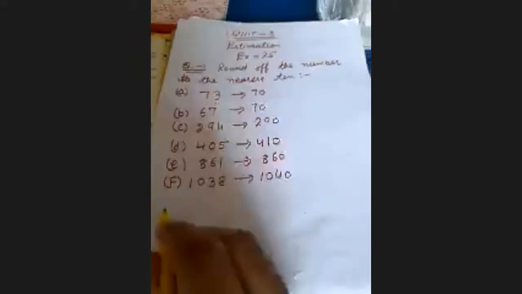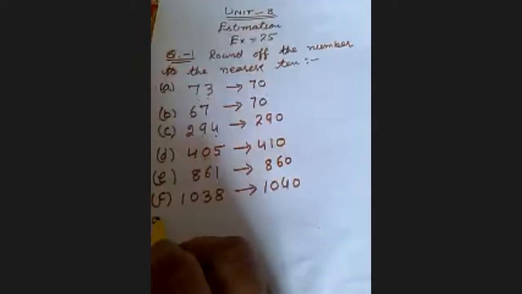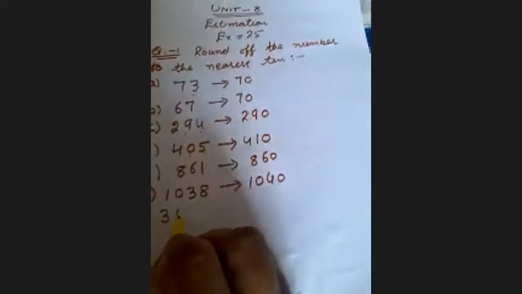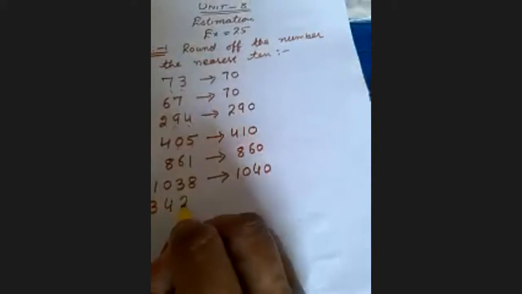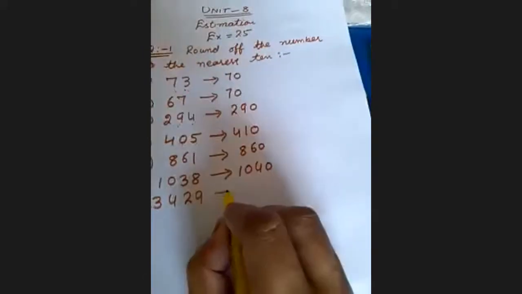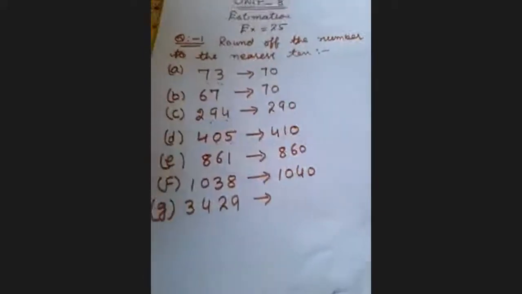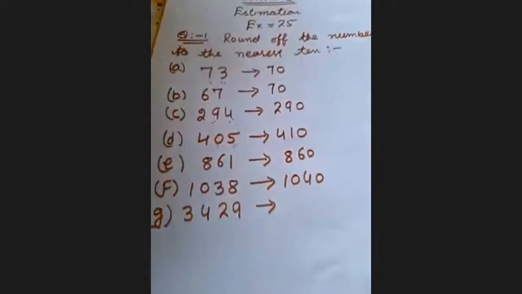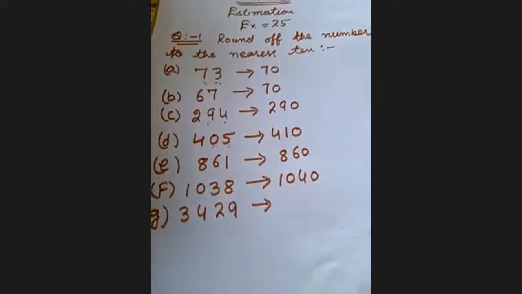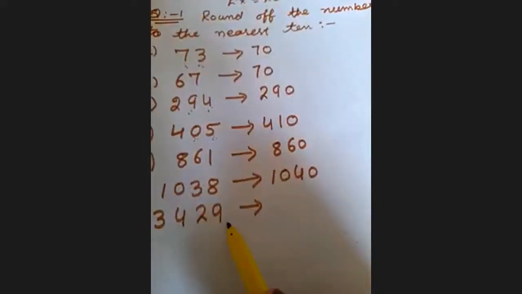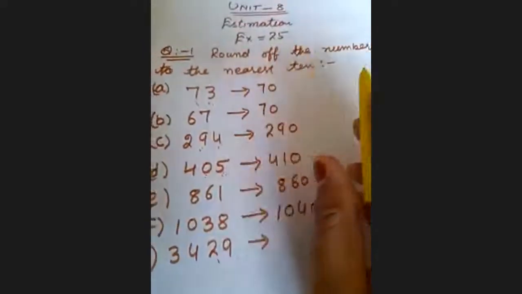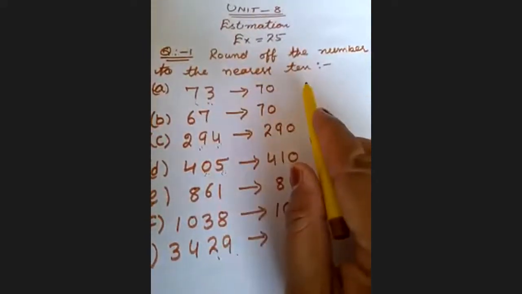Next is Part G, 3429. Yes, students, our next number is 3429. Now, ones, tens. We round off the number to the nearest 10.